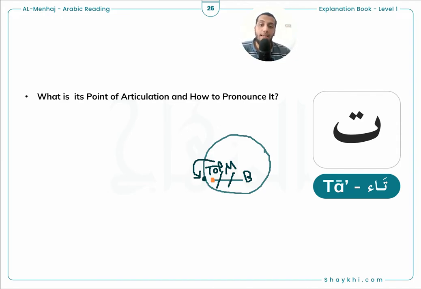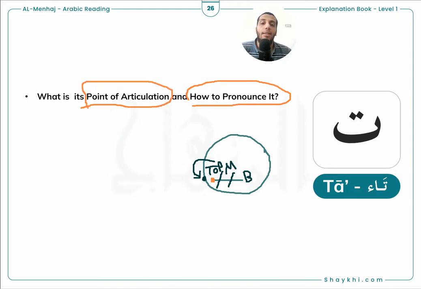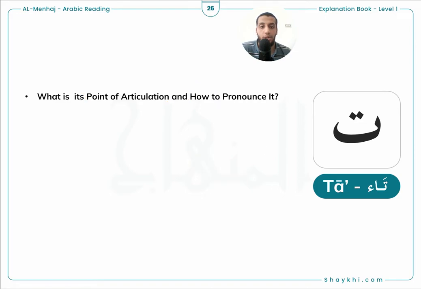ت. Okay, and this is how to pronounce this letter. So we said the point of articulation is the tongue, and we pronounce it by making the top side of the tip of the tongue touch the gums of the upper two front incisors. T. Okay, so let's now move to the next question.